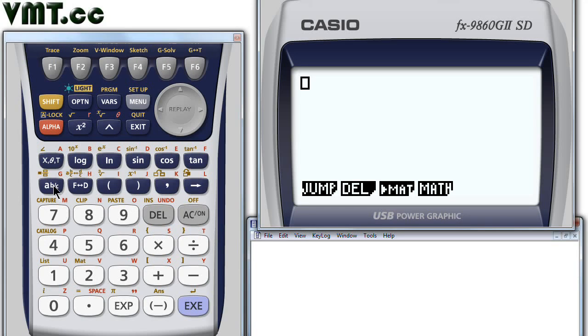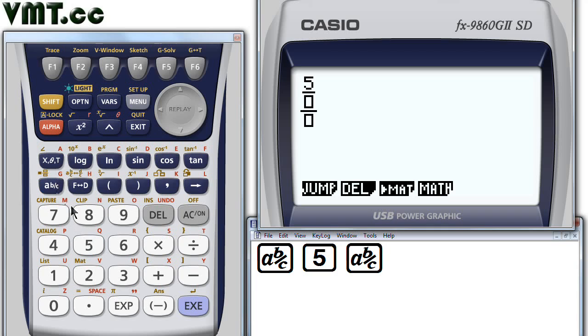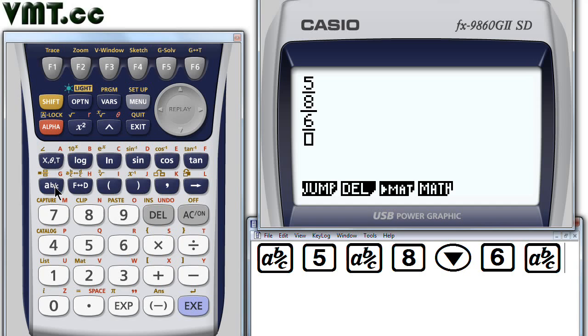Press the fraction key, then input the numerator. 5, fraction key again, 8. Down arrow, 6, fraction key, 13. Now double check what you input into the calculator. Yep, that's definitely a fraction divided by a fraction.